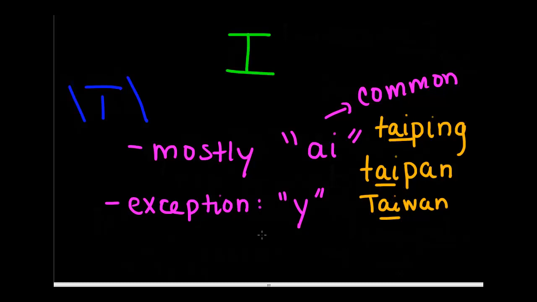Now the exception, like I said, would be a Y. An example of that is Hyson, and it means green tea. So this is just one of the exceptions, but usually for the I sound, we're going to spell it with an AI. So if you're ever stuck, this is the way to go, with the AI. Okay, so that concludes our I sound.